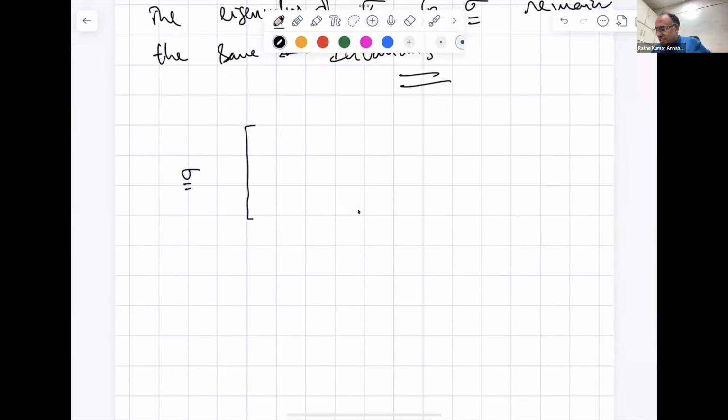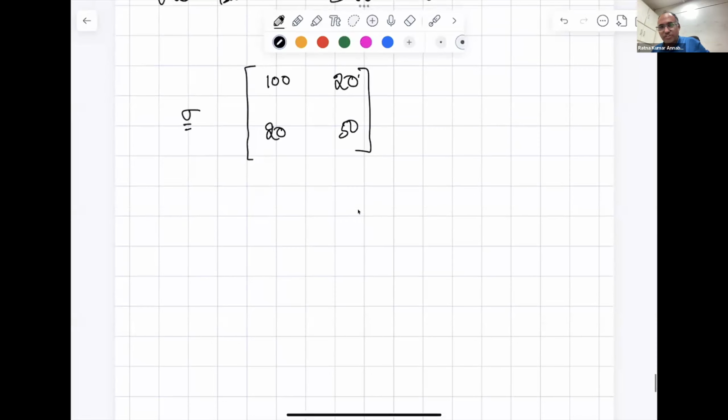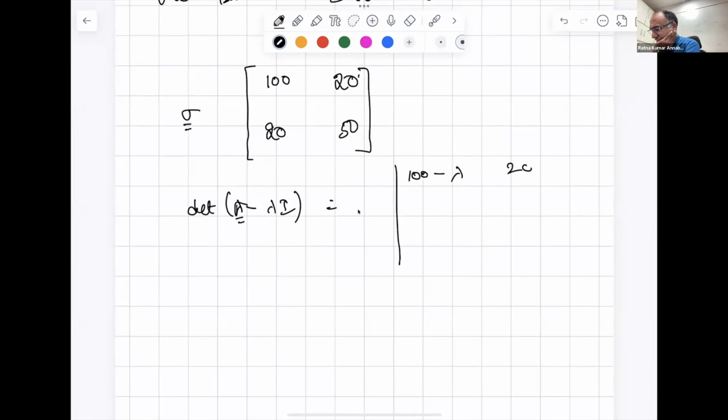Okay. So let us look at the stress states. Let us say sigma 11 is 100, sigma 12 is 20, sigma 22 is 50. Now let us find the eigenvalues of this. How do I find eigenvalues? The determinant of sigma minus lambda I, that means 100 minus lambda, 20, 20, 50 minus lambda, the determinant must be equal to 0.